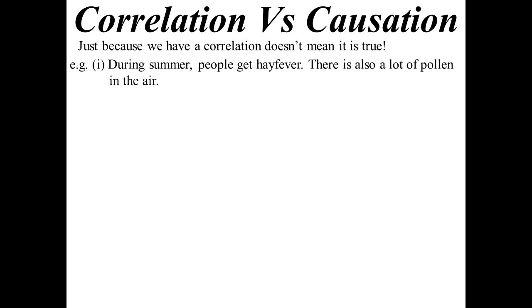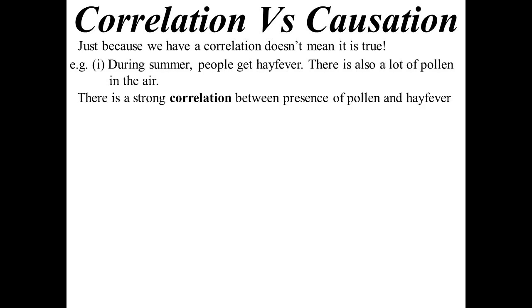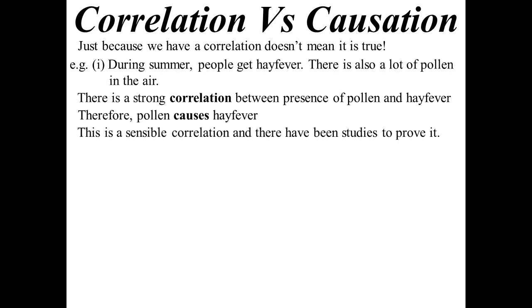And let me show you some examples here. Now, during summer, people get hay fever. There's also a lot of pollen in the air in summer. In fact, there is a strong correlation between the presence of pollen and hay fever. So that's the correlation there. So the suggestion is that pollen must cause hay fever. So that's the causation. Is it true? Maybe, but it actually is true. They had then gone and done studies on that and found, yeah, that makes sense. It does happen.